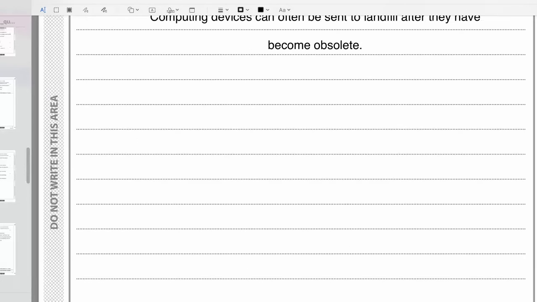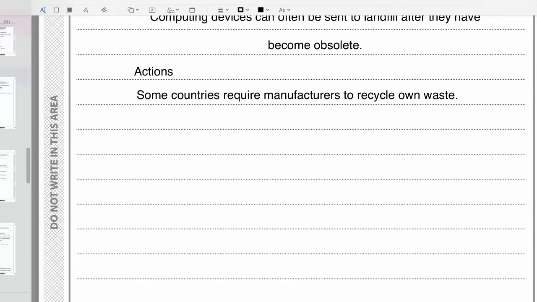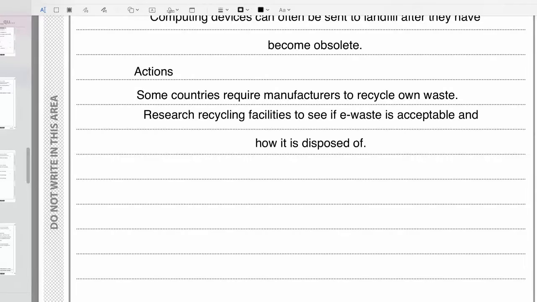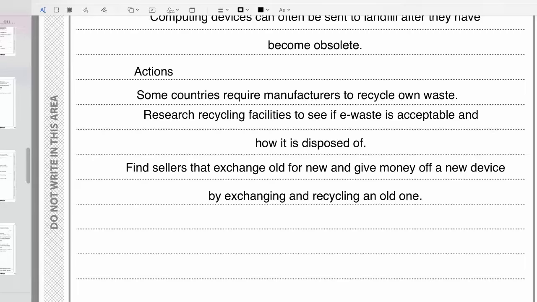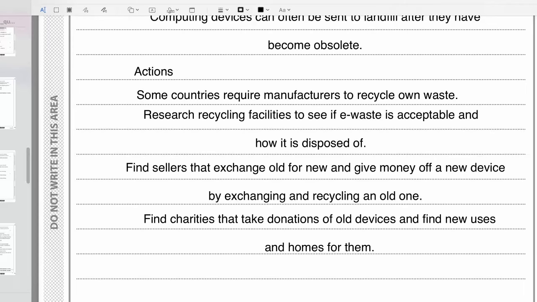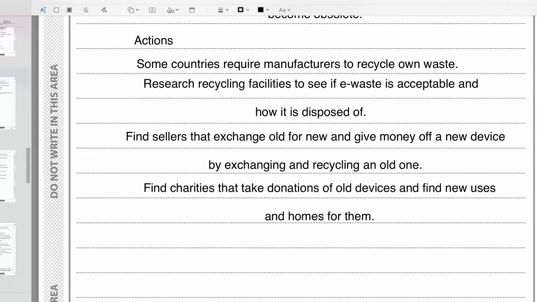Then we'll look at the actions that can be taken to offset those to gain the 6 marks. Some countries require manufacturers to recycle their own waste, and hazardous materials need to be disposed of properly. We can also research recycling facilities to see if e-waste is acceptable and how it's disposed of. We can also find sellers that exchange old for new and give money off a new device by exchanging and recycling an old one. There's lots of sellers that offer that. We can also find charities that take donations of old devices and find new uses and homes for them. So those are the actions to offset some of the problems.